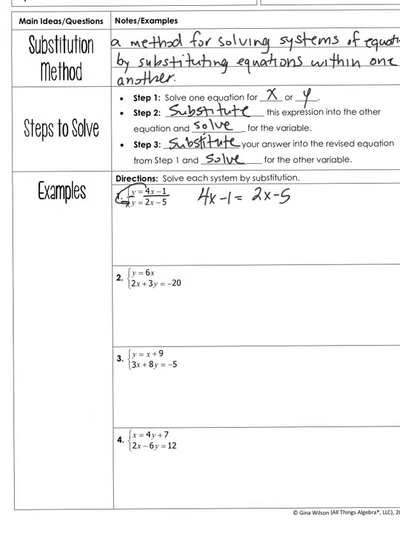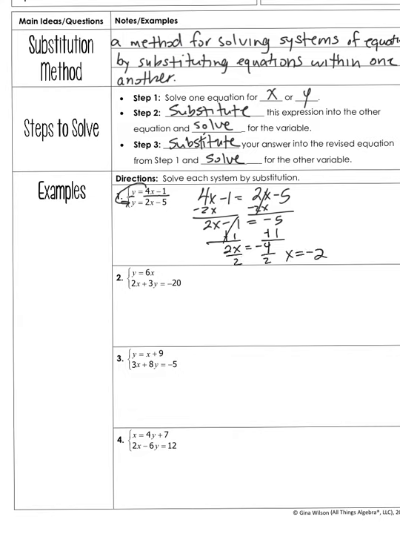I'm going to subtract 2x. 4x minus 2x is 2x. So 2x minus 1 equals negative 5. Add 1 to both sides. 2x equals negative 4, divided by 2, x equals negative 2.